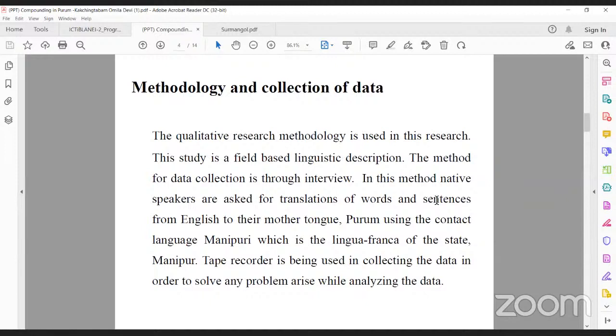Methodology and collection of data. The qualitative research methodology is used in this research. This study is a field-based linguistic description. The method for data collection is through interview. In this method, native speakers are asked for translation of words and sentences from English to their mother tongue, Purum, using the contact language Manipuri. This is the lingua franca of the state Manipur. The recorder is being used in collecting the data in order to solve any problem that arises while analyzing the data.